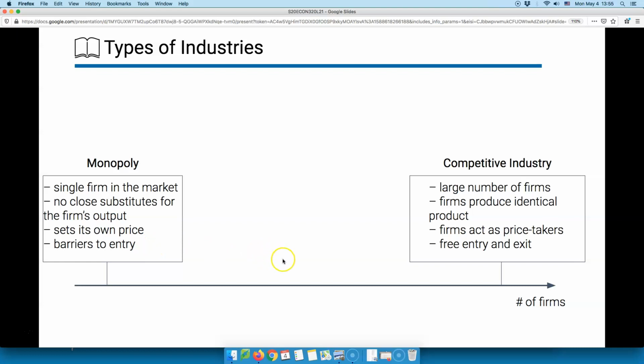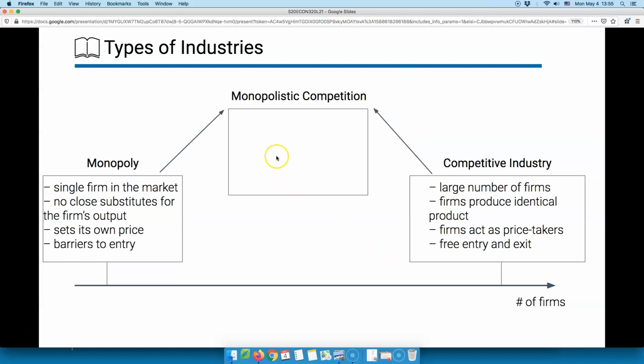And today we're going to look at an interesting blend of monopoly and competitive industry, and that blend is called monopolistic competition. So it takes some characteristics of a monopoly, it takes some characteristics of a competitive industry, and it operates in a very interesting way.